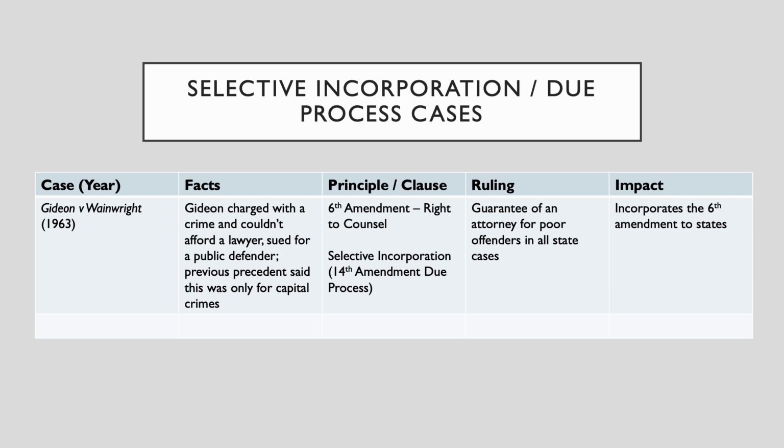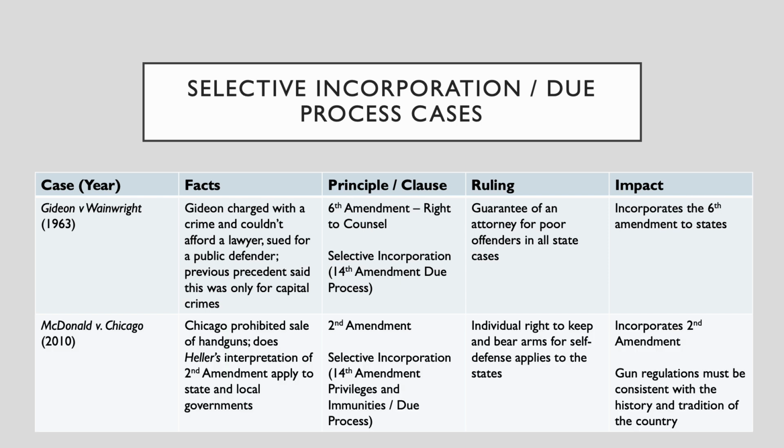The other selective incorporation case is McDonald versus Chicago. Chicago had a handgun ban, and McDonald argued that this law violated the Second Amendment's right to own a firearm. And this was based on a previous case that was argued 2 years before, DC versus Heller, that argued that the Second Amendment's right to bear arms meant that you could have personal ownership of a firearm for any reason, right? You didn't have to have a justification or a reason to own a firearm, as long as you were not doing crimes with that gun.